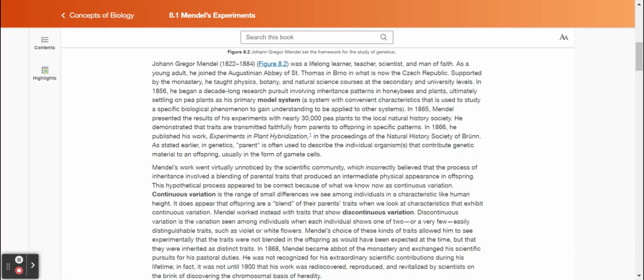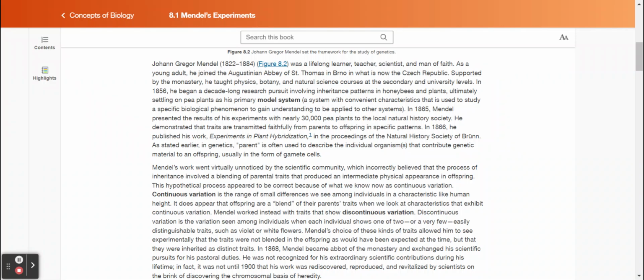In 1856, he began a decade-long research pursuit involving inheritance patterns in honeybees and plants, ultimately settling on pea plants as his primary model system, a system with convenient characteristics that is used to study a specific biological phenomenon to gain understanding to be applied to other systems.